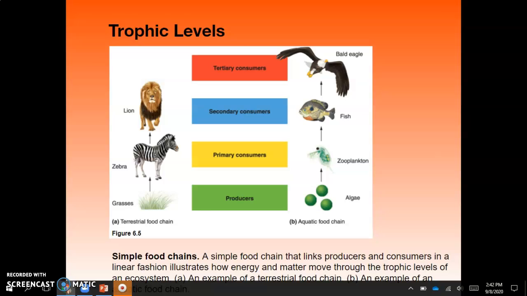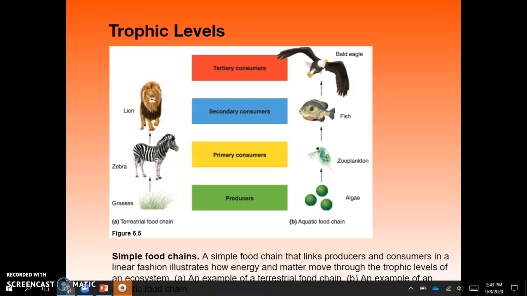So here we have a simple food chain. A lot of food chains and food webs that we look at will be very simplistic. In the real world, they're actually a lot more complicated, but this is just for educational purposes, and so we do have to simplify things a little bit to look at them. At the bottom, we've got our producers. Those are the organisms that can capture sunlight and make their own food. And then we've got our primary consumers, which are the things that eat the producers. Then we have our secondary consumers, which will eat the primary consumers. And then we've got our tertiary consumers that will then eat the secondary consumers.